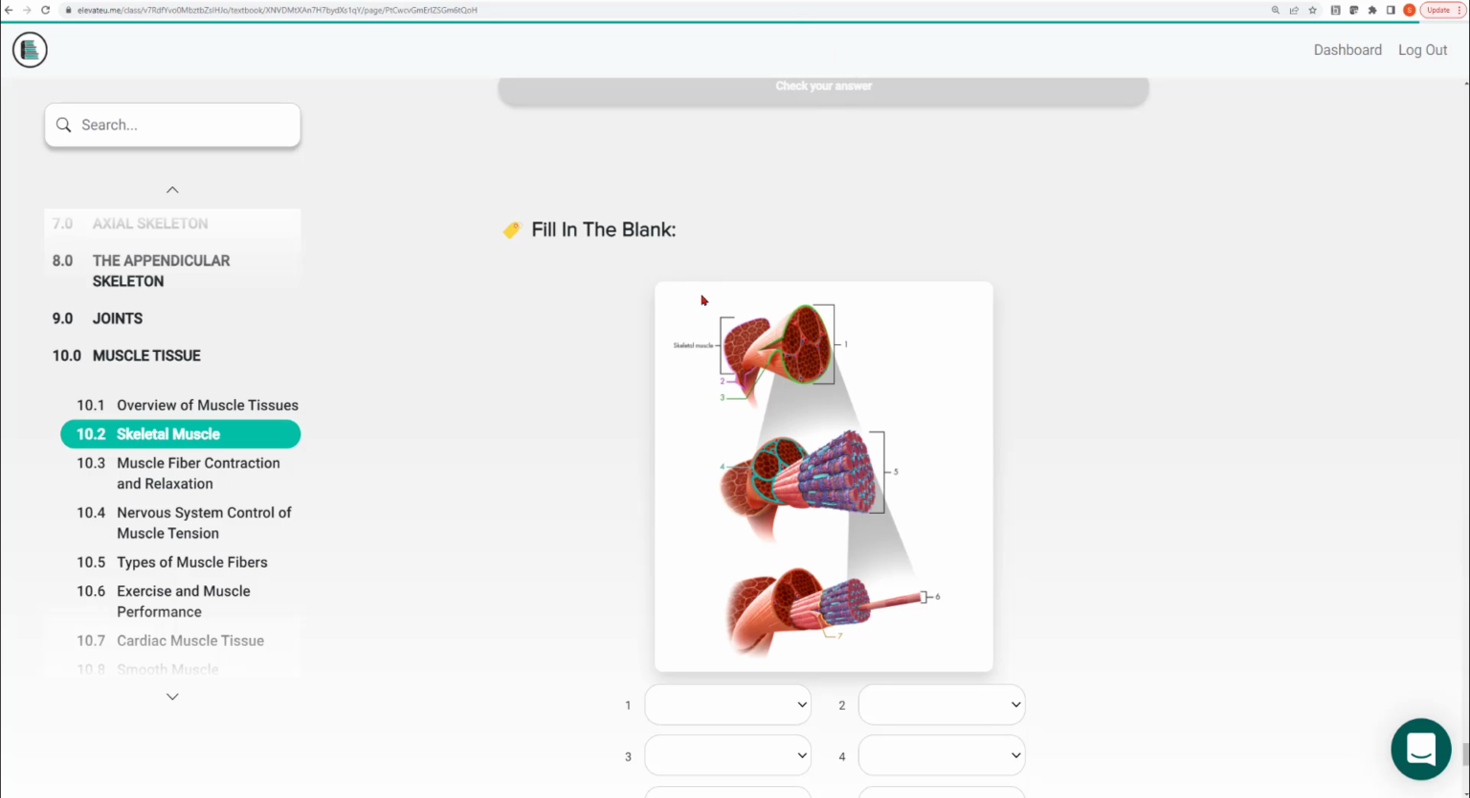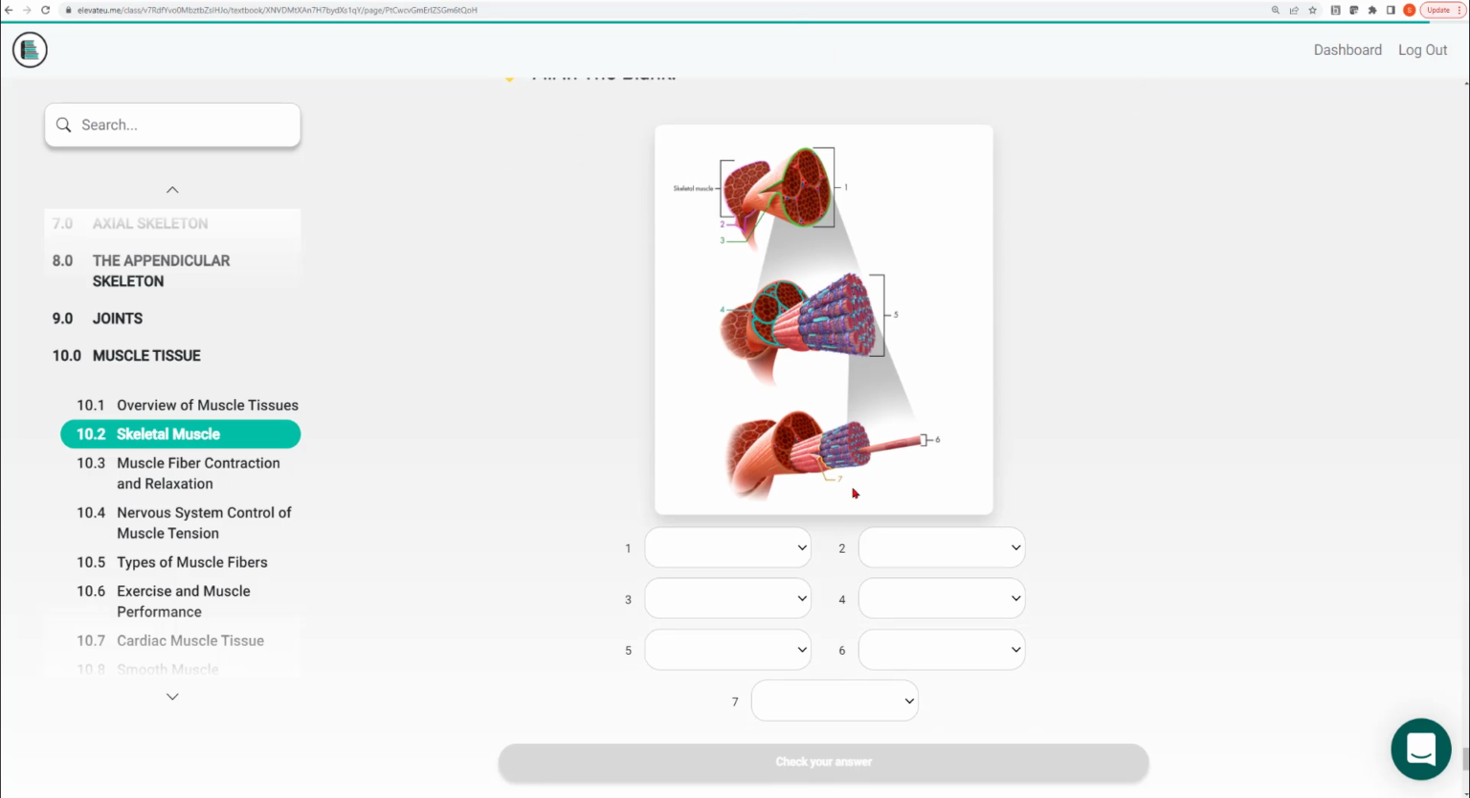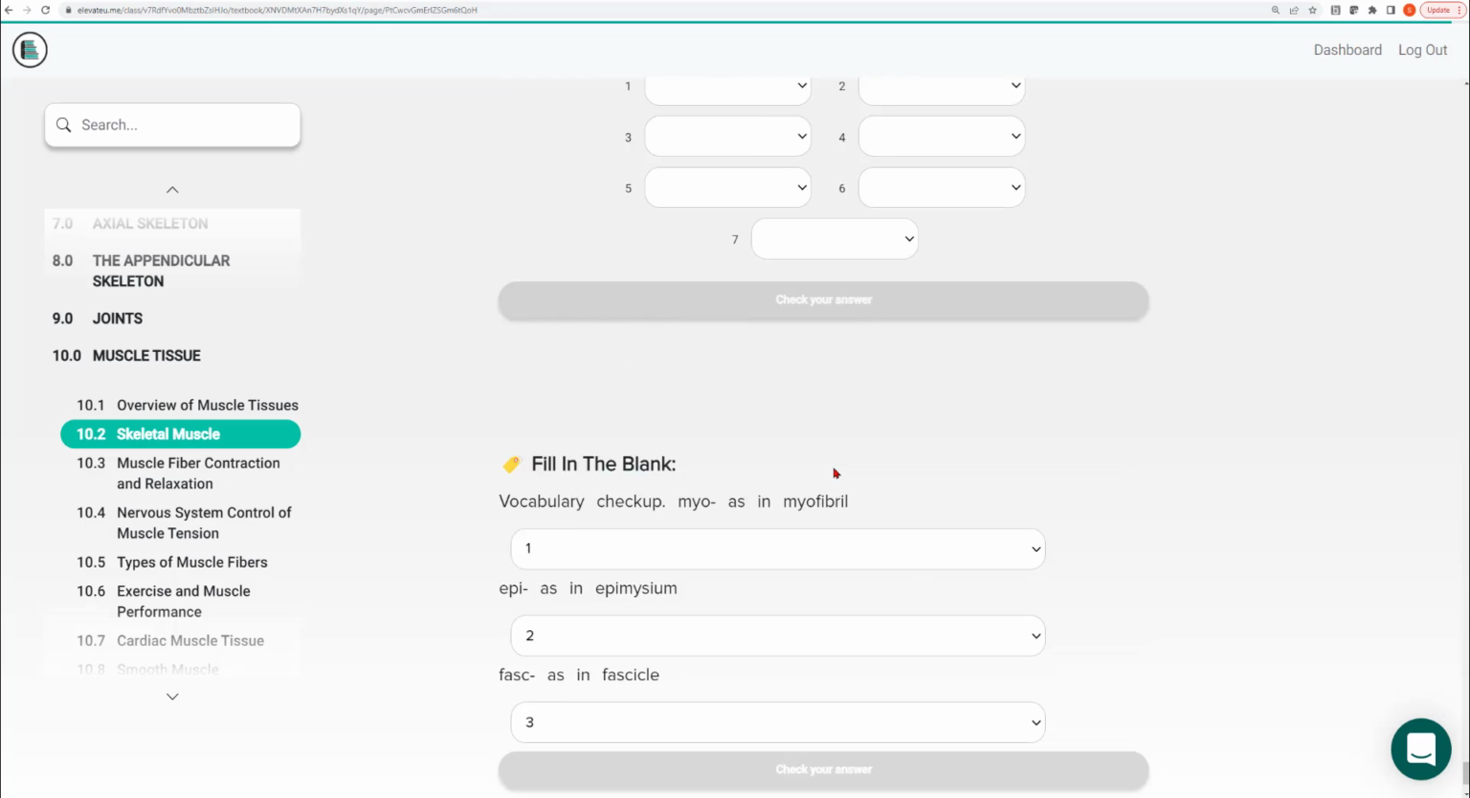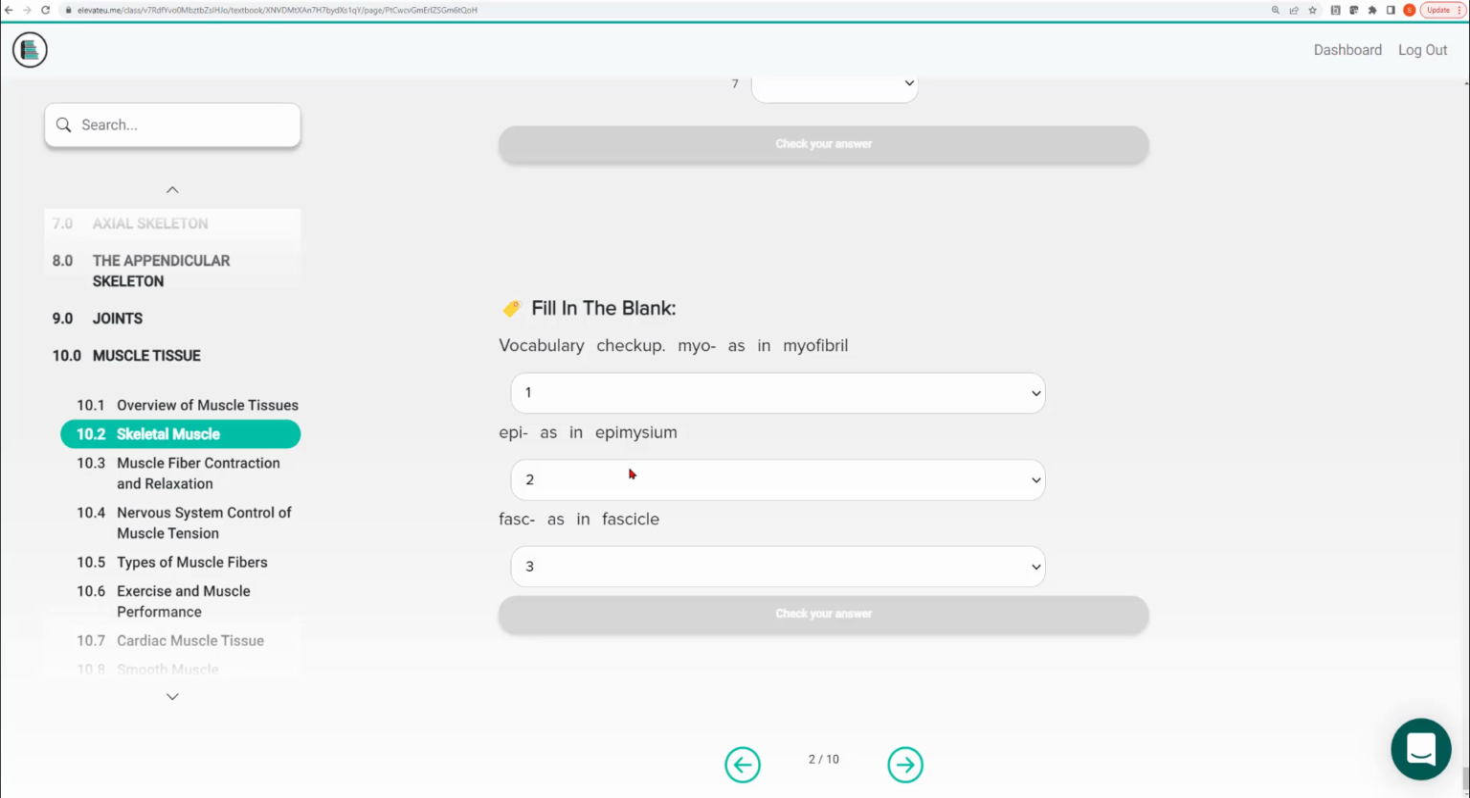You certainly can come down to this multiple choice or fill in the blank question and practice labeling of these different structures. So there are some questions you can do here at the end, and then you can also do the vocabulary checkup at the end of 10.2.